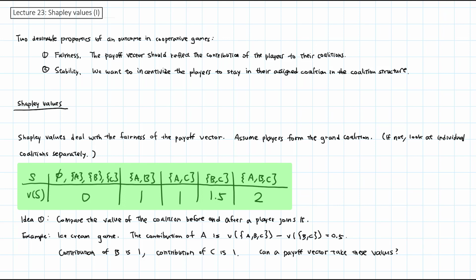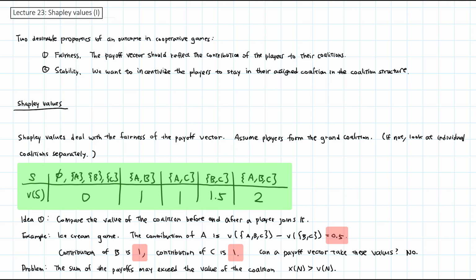And the answer is no. The problem is the sum of the payoffs may exceed the value of the coalition. X of N is strictly greater than V of N. In our example, the sum total of the contributions is 2.5, but the value of the grand coalition is just 2. And it is impossible to distribute 2 liters of ice cream to the players who want a total of 2.5 liters.